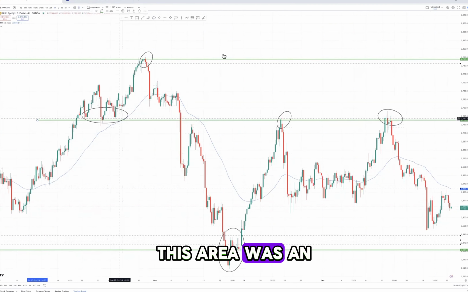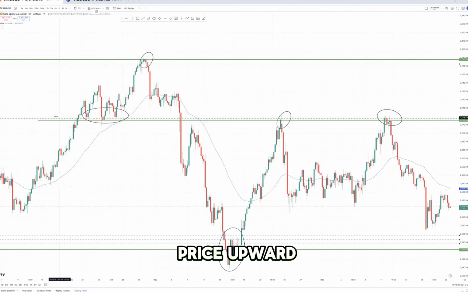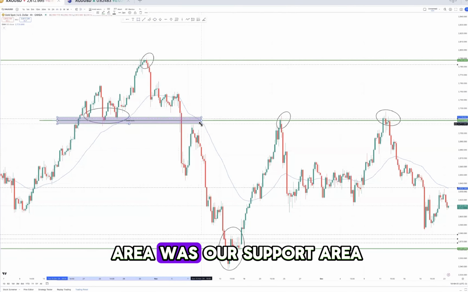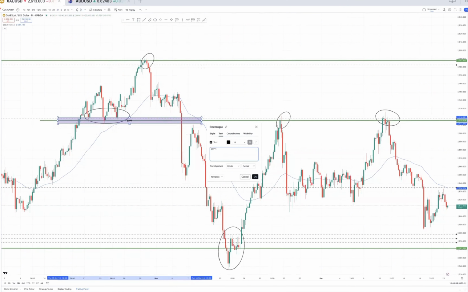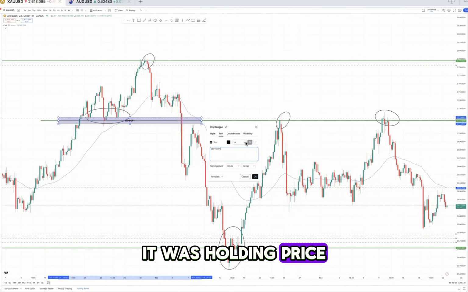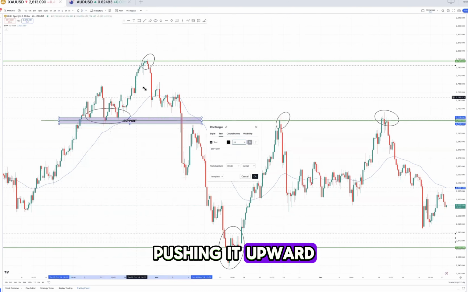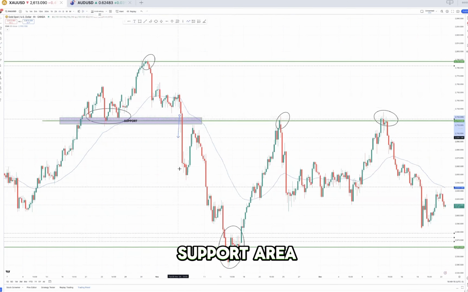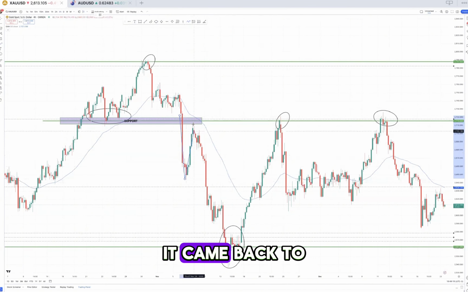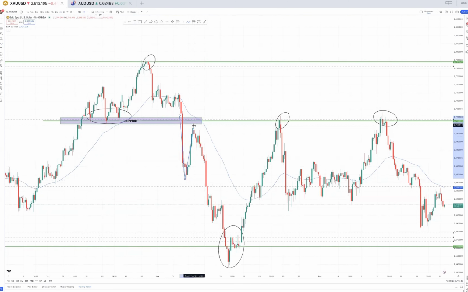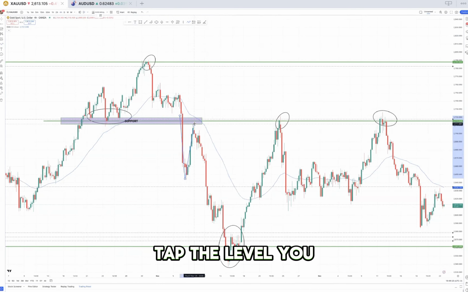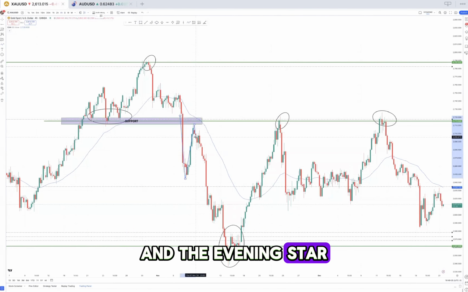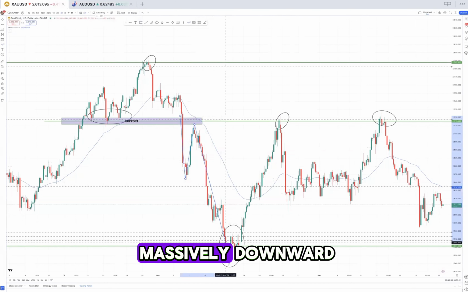You can see this area was an area that was holding price upward. In that case, this area was our support area. It was holding price very strongly, pushing it upward. Then eventually, this price broke through from this support area. And when it broke through, it came back to retest the level. And you can see immediately it tapped the level, you can see how it gave a confirmation, which is the bearish engulfing and the evening star, and price started moving massively downward.